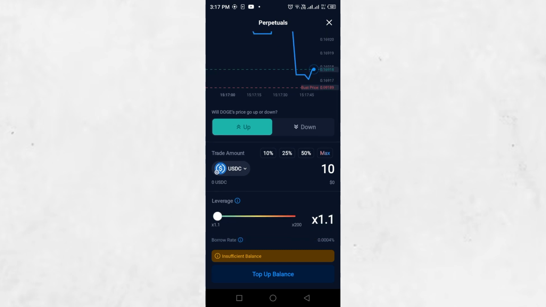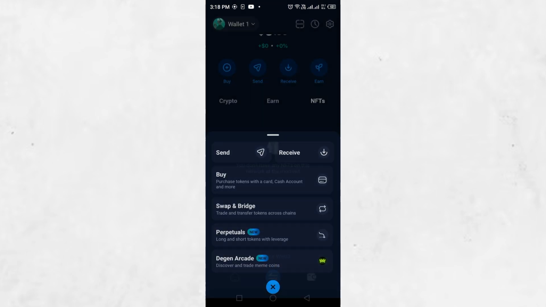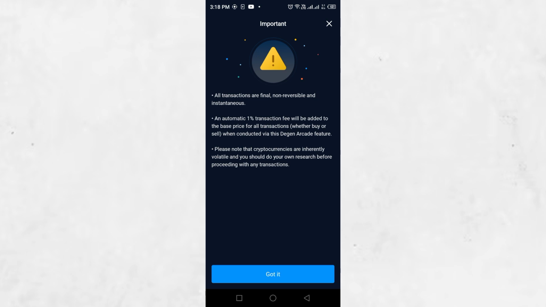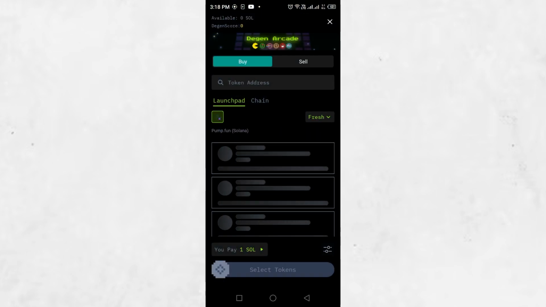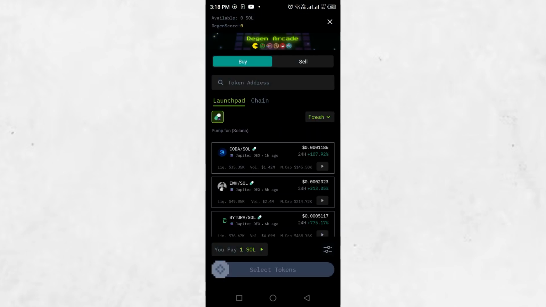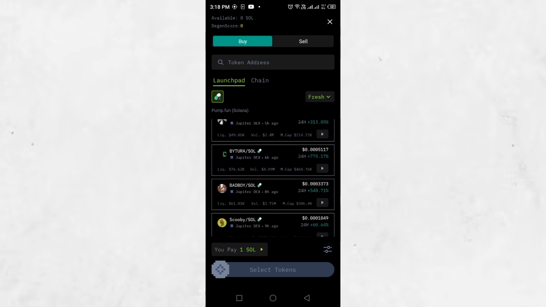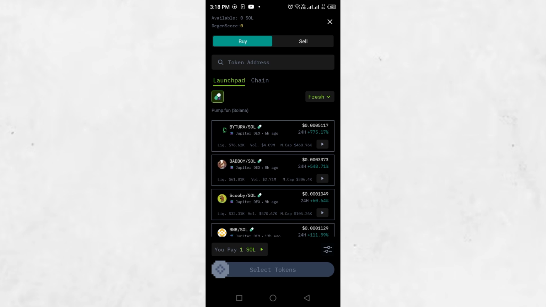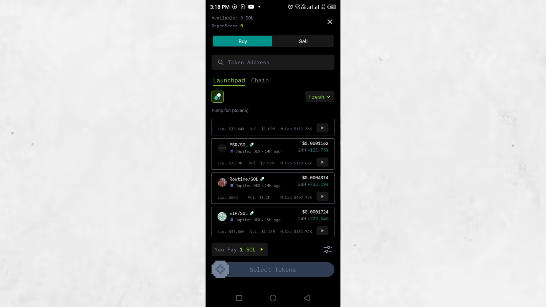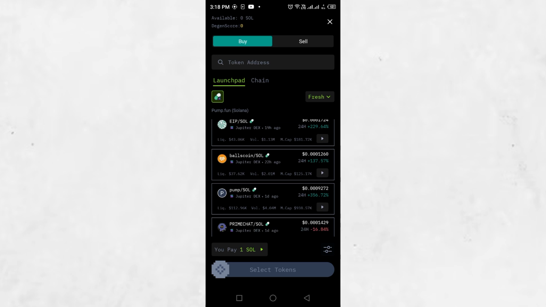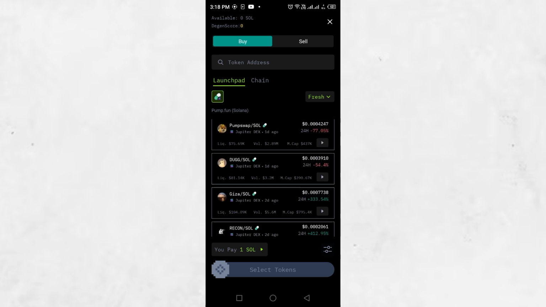Dagon Arcade is a unique feature within Crypto.com on-chain, designed as a specialized trading terminal for meme coins. It provides users with a streamlined platform to discover and trade trending meme coins with ease. Catering to high-risk traders, this feature is ideal for those seeking speculative opportunities in the rapidly evolving meme coin market.